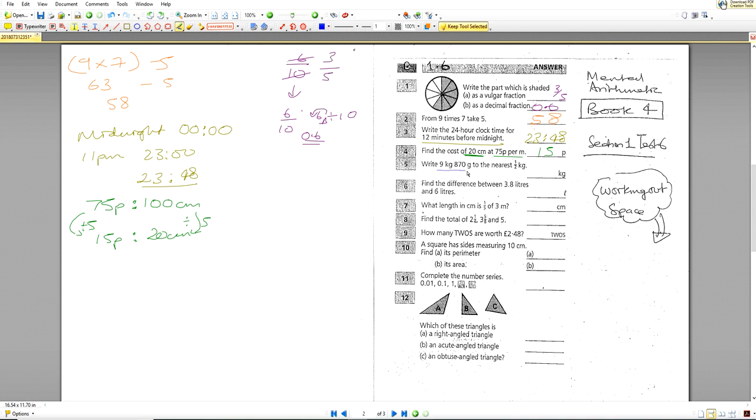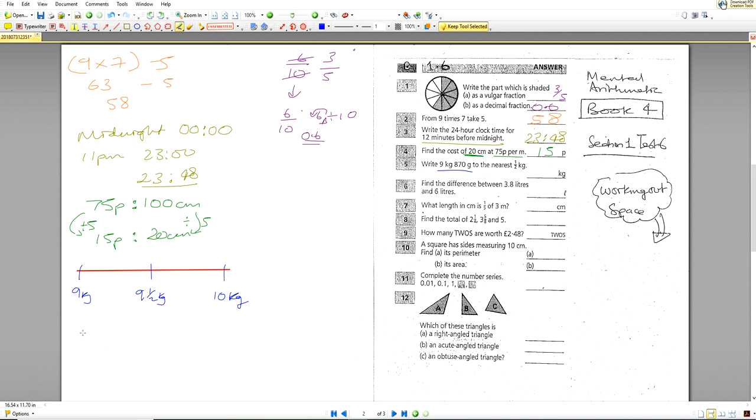Question number 5. Write 9 kilograms, 800 centigrams to the nearest half a kilogram. We need a line. Here we go. So we have 9 kilograms. We have 9.5 kilograms. We have 10 kilograms.